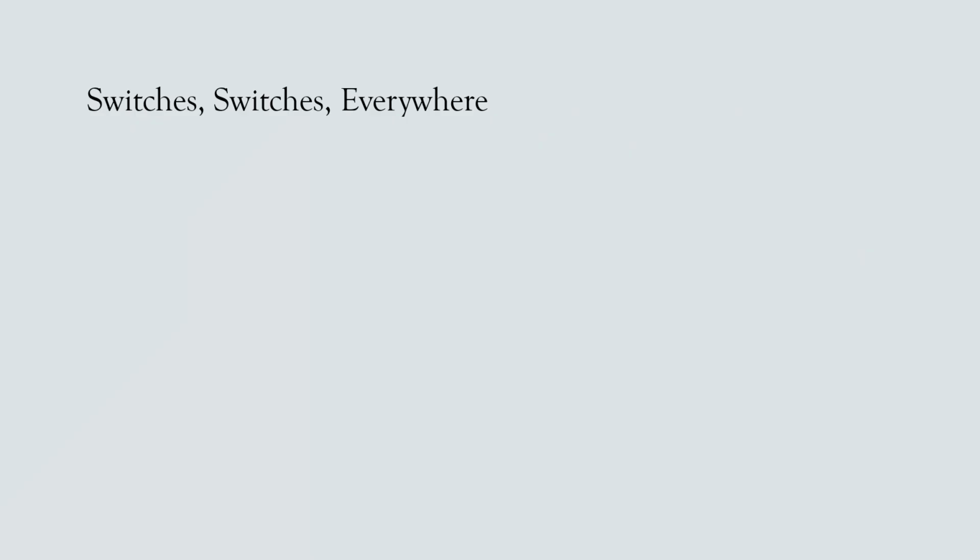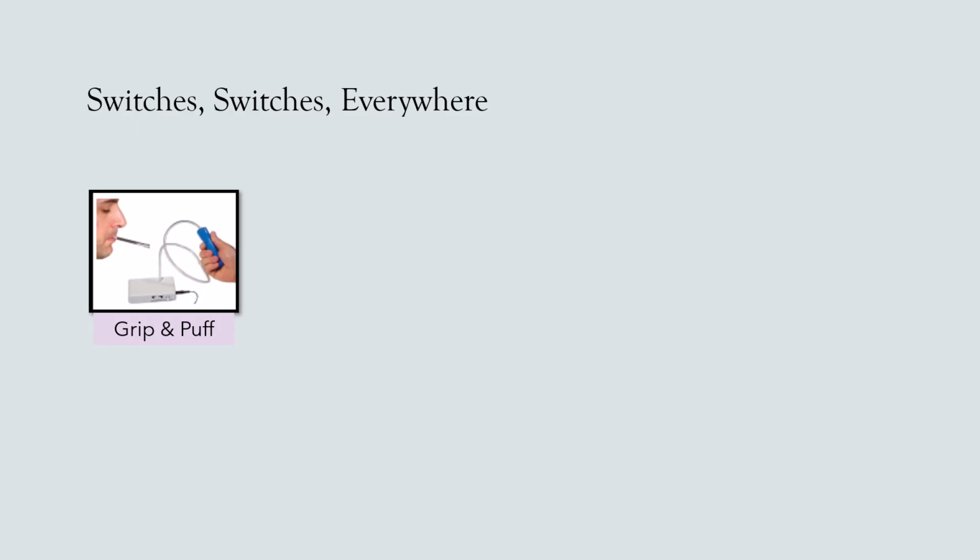All right, let's take a look at a few different kinds of switches, just to give you an idea of what is out there. We have a grip and puff, where you can either squeeze the tube, or you can blow air into the tube, or sip air out of the tube. It's a pneumatic switch using compressed air instead of electricity.